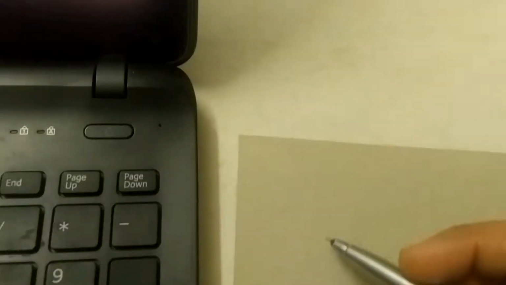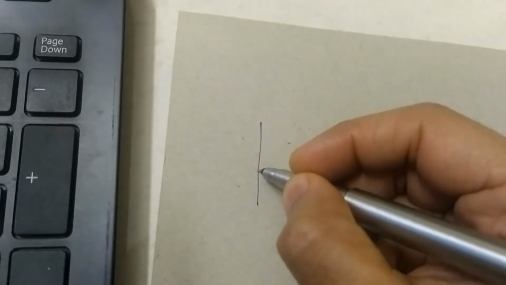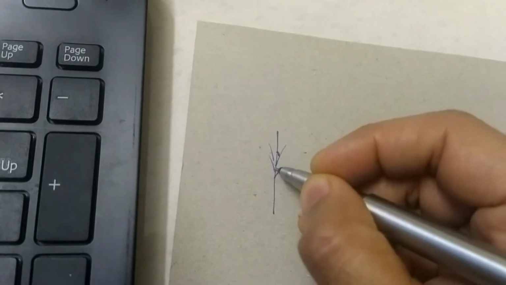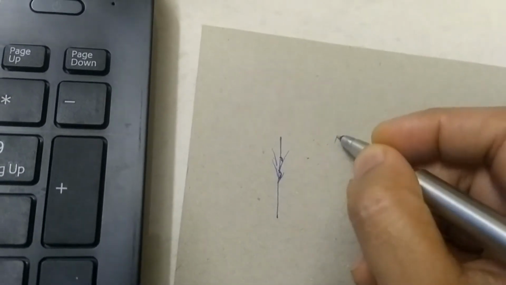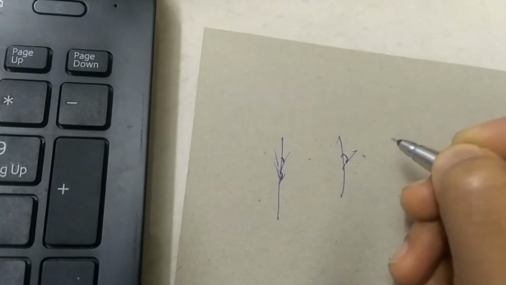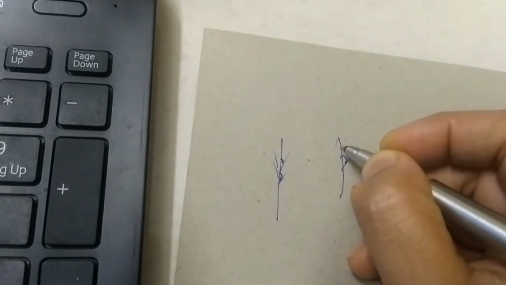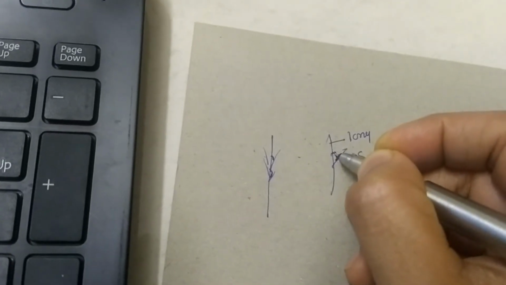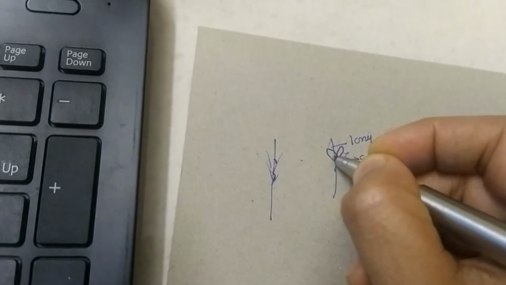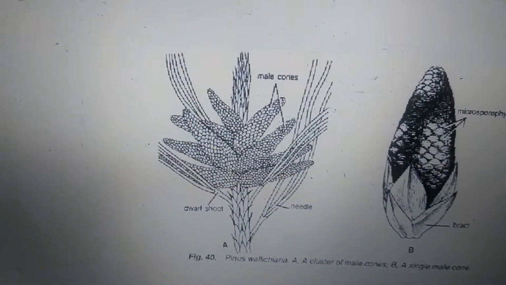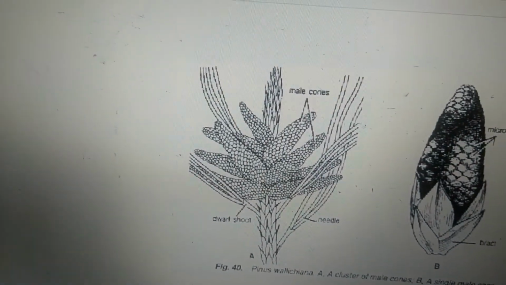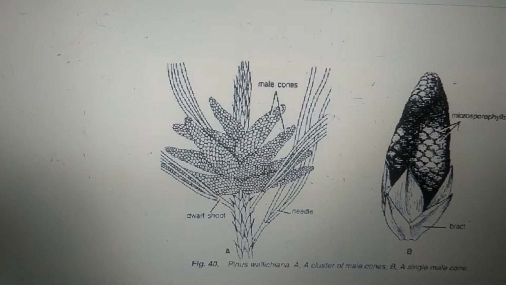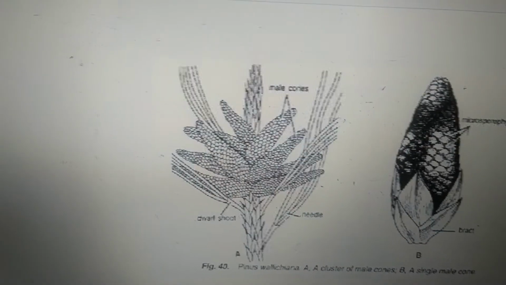It means, if you consider this as a long shoot, we have scaly leaves here. In the axil, in the sense this space, this is the axil. These are the scaly leaves. This is the long shoot. So this is the axil. In this space what arises is the male cone. Each male cone is ovoid in shape and usually ranges from 1.5 to 2.5 centimeters in length.